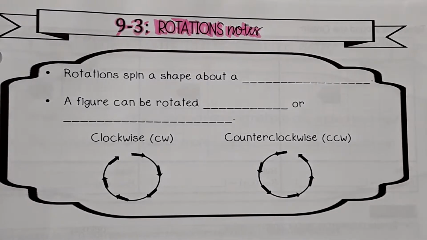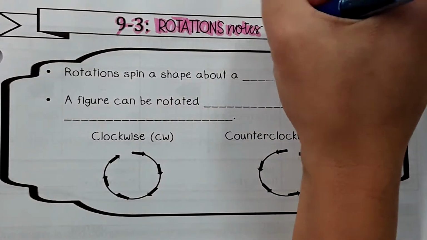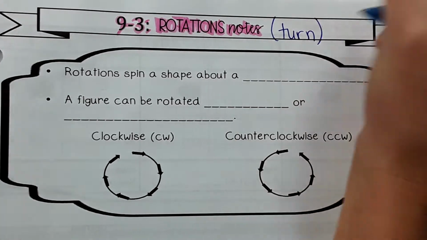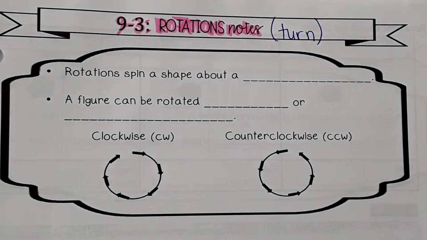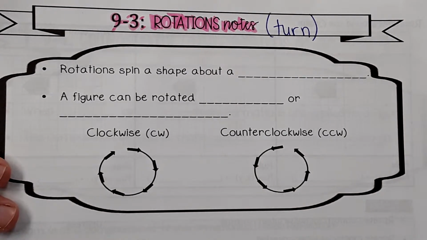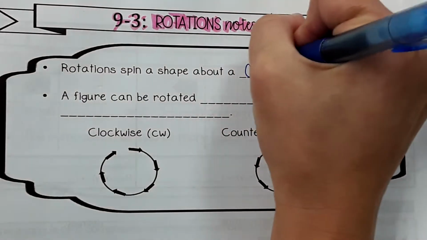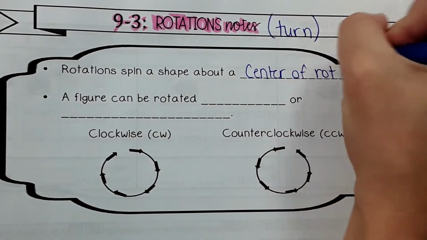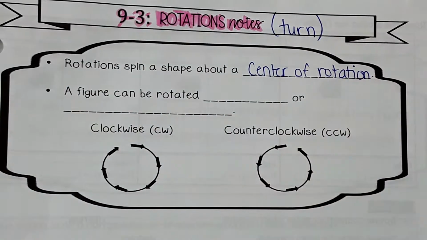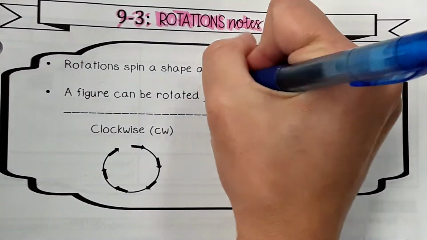Okay, class. Rotations. It is what it sounds like. It's when you turn a shape in the simplest of terms. So rotation: spin a shape about a center of rotation. And a figure can be rotated clockwise or counterclockwise.